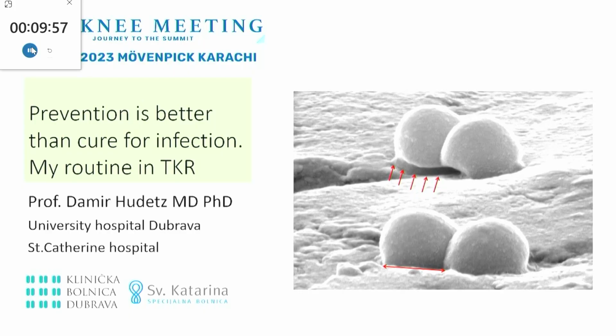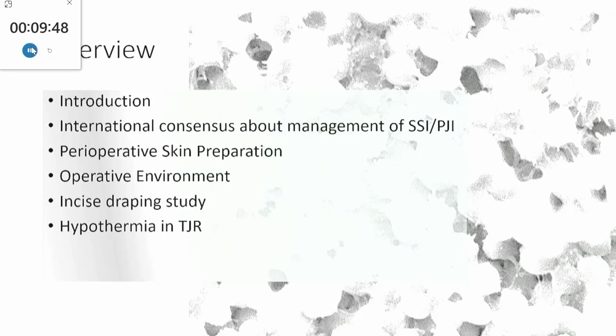Good afternoon, everybody. I will talk briefly about our strategy in prevention of infection in TKA patients. I will give you an introduction and show you some images that we have obtained from the infection lab in Basel in Switzerland, and I will show you something that we want to implement in our daily practice that has roots in international consensus about management of surgical site infections. It addresses perioperative skin preparation and operative environment, as well as implementation of incised draping and hypothermia.